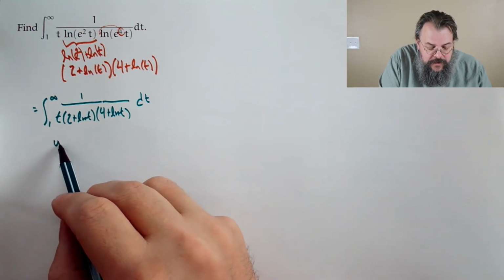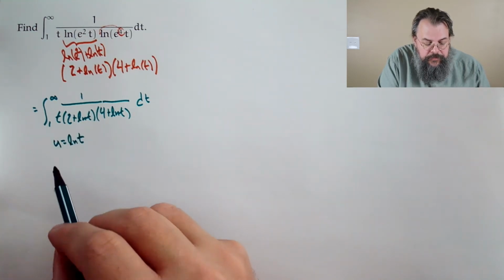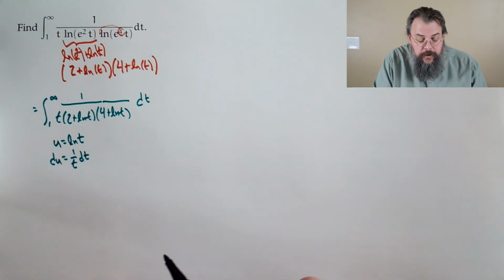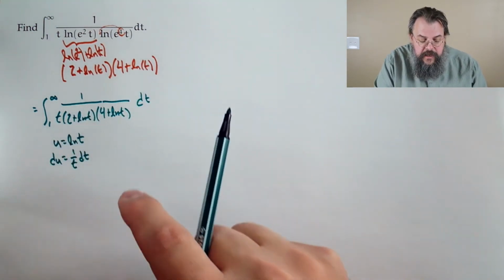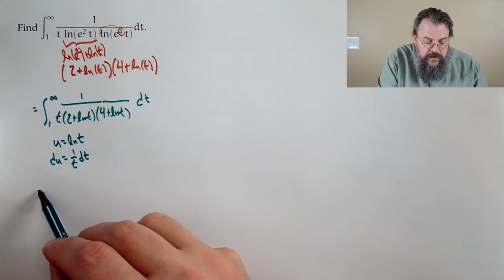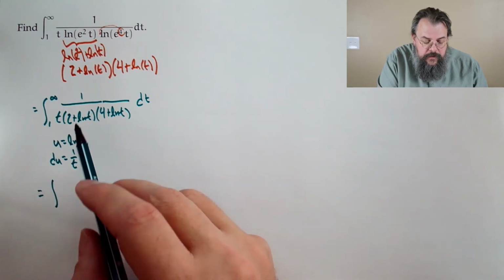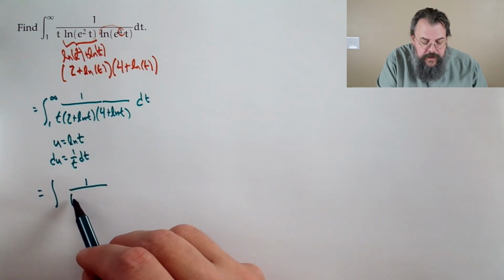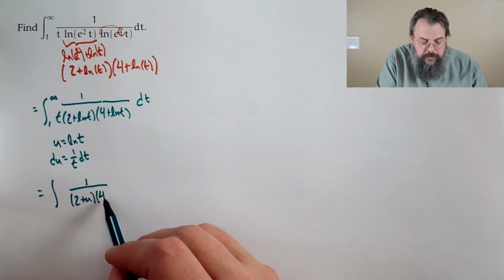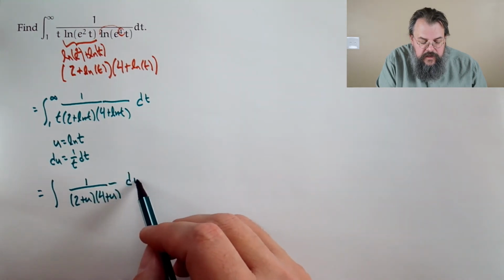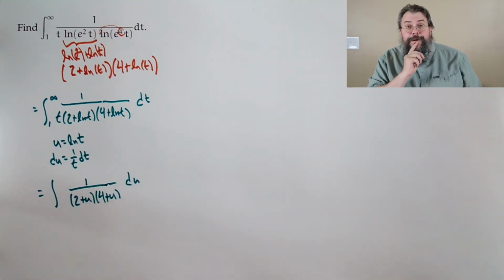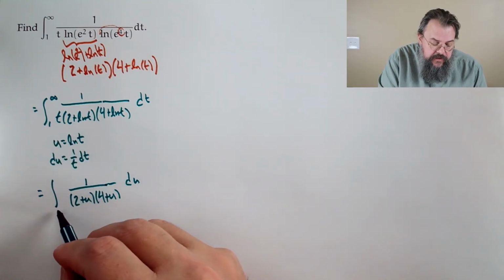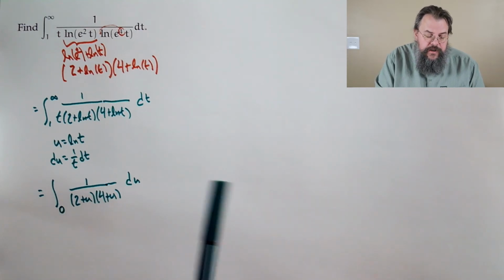So we'll let u equal natural log of t, then du becomes 1 over t dt. Wow, perfect, 1 over t dt, that's great. So this becomes the integral, well, 1 over t dt becomes our du, so I'll write it as 1. We have a 2 plus u, and a 4 plus u, and a du. Now, what about our bounds? Well, natural log of 1 is 0, so that's a 0. How about the upper bound?